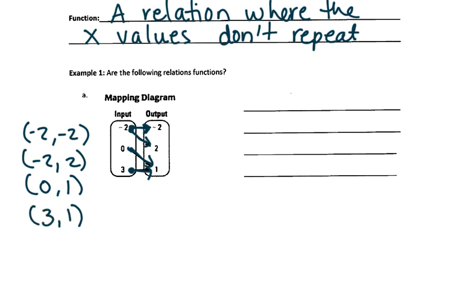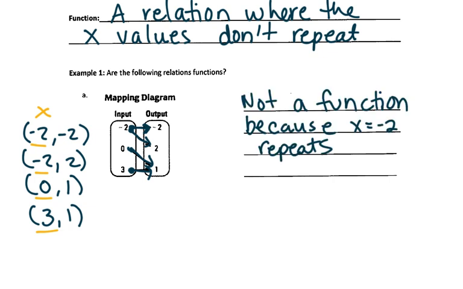After I've written them all down, I specifically look at my x's, so -2, -2, 0, and 3. And I ask myself, do any of those numbers repeat? I would say yes. This means that this is not a function because x equals -2 repeats. It's definitely really important that you're specific about what repeats, so you want to actually say x equals -2 repeats.